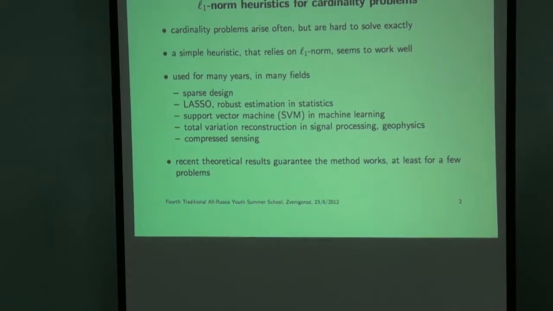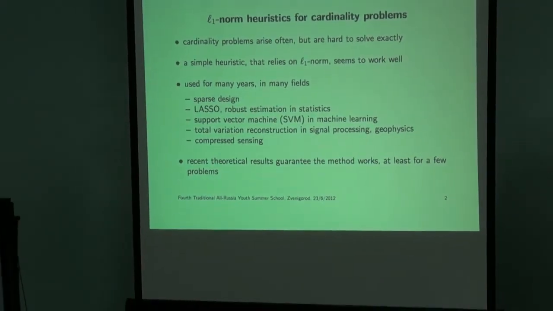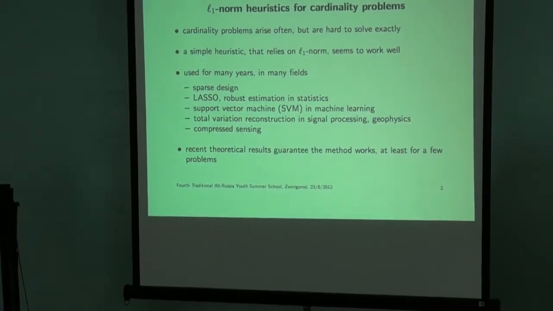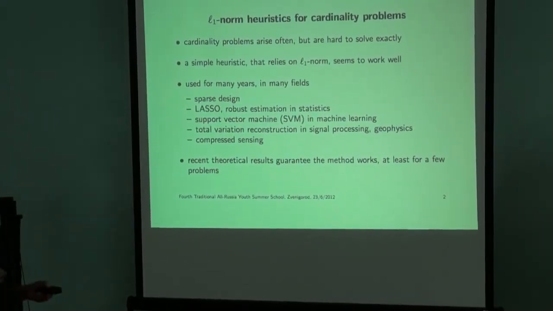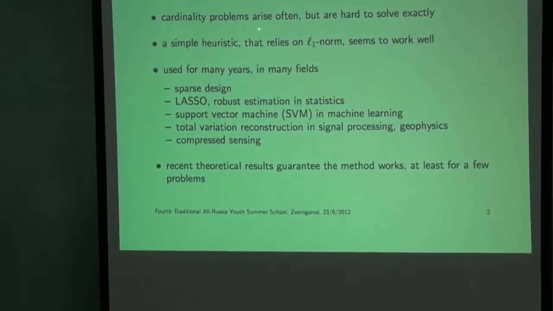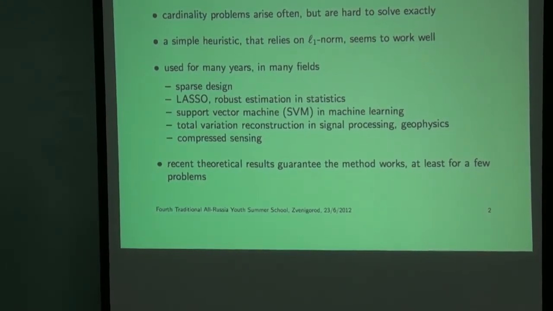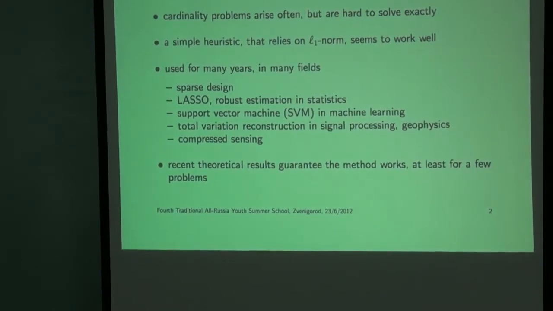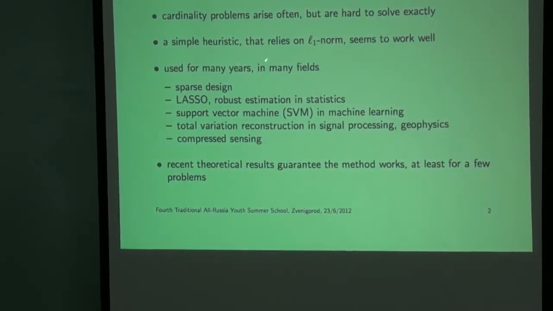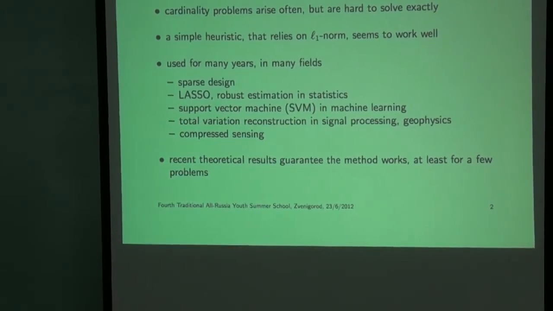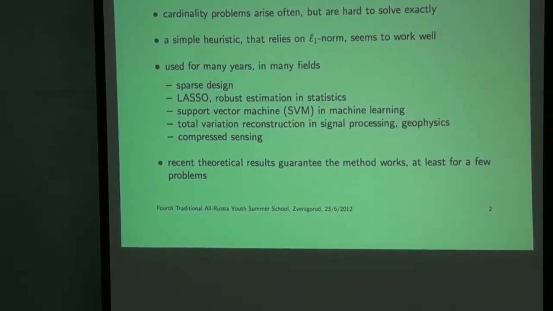Before I get into it, I'll say a little bit about the whole picture. So cardinality problems, I'll define it carefully in a minute. These arise often. Cardinality is just the number of non-zero elements in a vector. They arise often, but they're hard to solve exactly in general. I mean, of course, some can be solved, but in general, they're hard. And it turns out that there's a simple heuristic. It's based on an L1 norm and various generalizations of this. It seems to work very well.